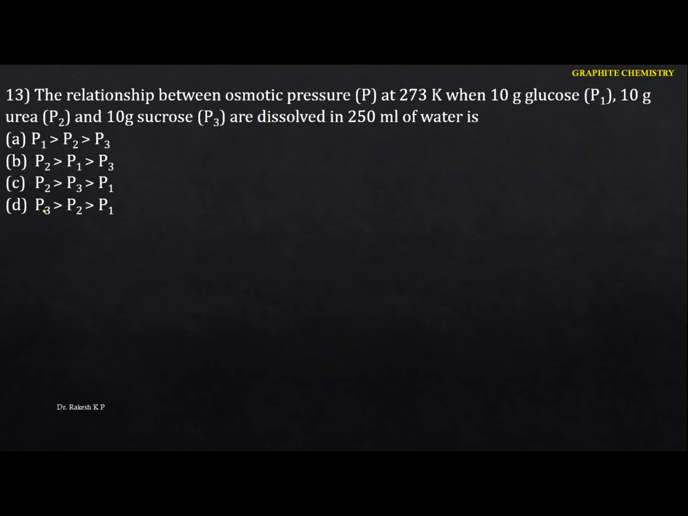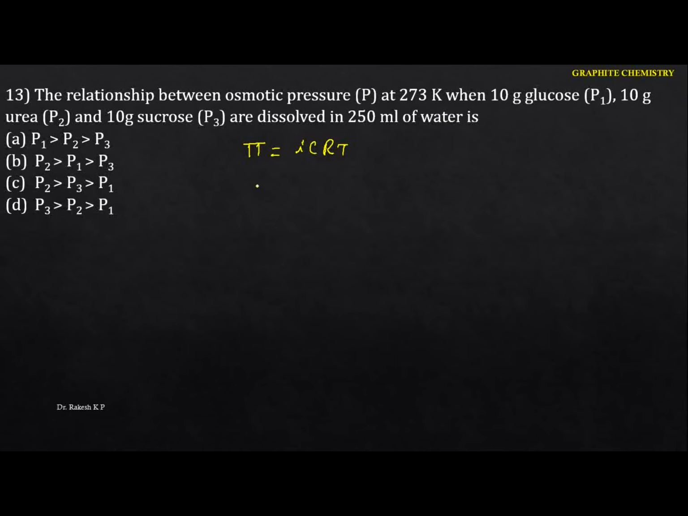The relationship between the osmotic pressure P at 273 Kelvin when 10 gram glucose, 10 gram urea, and 10 gram sucrose are dissolved in 250 ml of water. Now we have to identify the relationship between the osmotic pressure of these solutions. We know the osmotic pressure equation: π = iCRT.